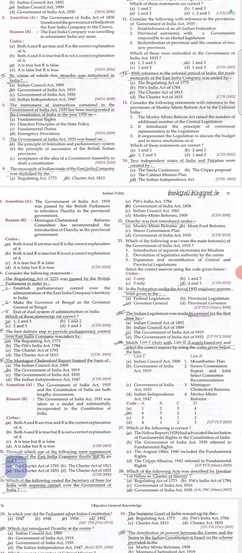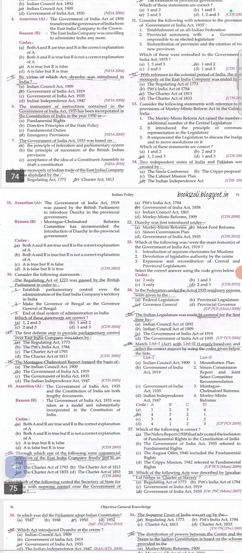Consider the following statements with reference to the provisions of the Morley-Minto Reform Act in colonial India. The Morley-Minto Reform Act raised the additional number of members of the central legislature. It introduced the principle of communal representation in the legislature. It empowered the legislature to discuss the budget and to move resolutions on it. Two independent states, India and Pakistan, were created by the Indian Independence Act.